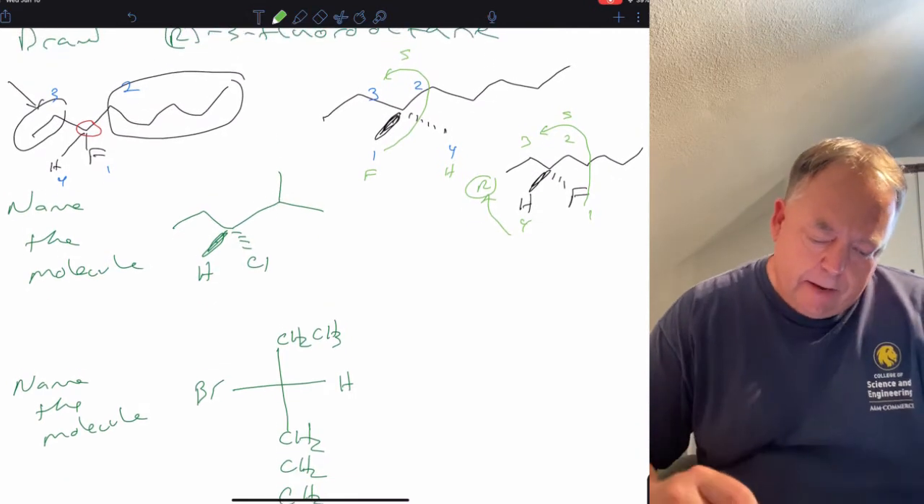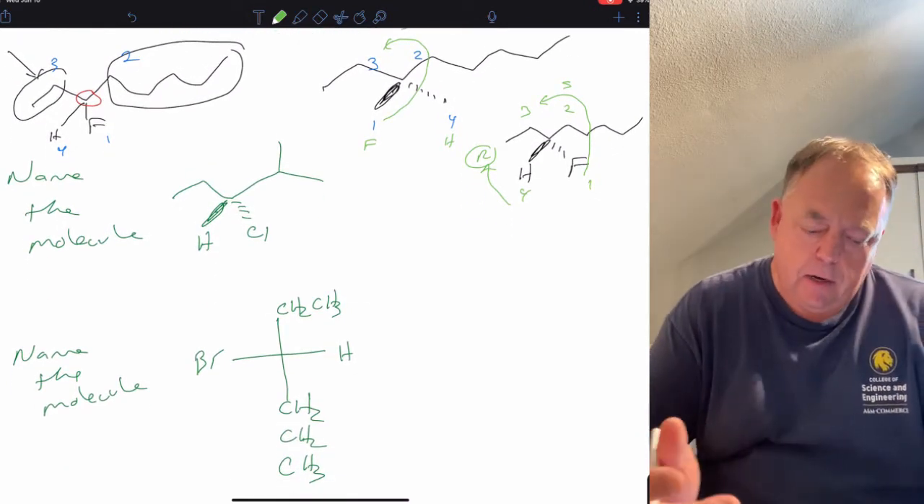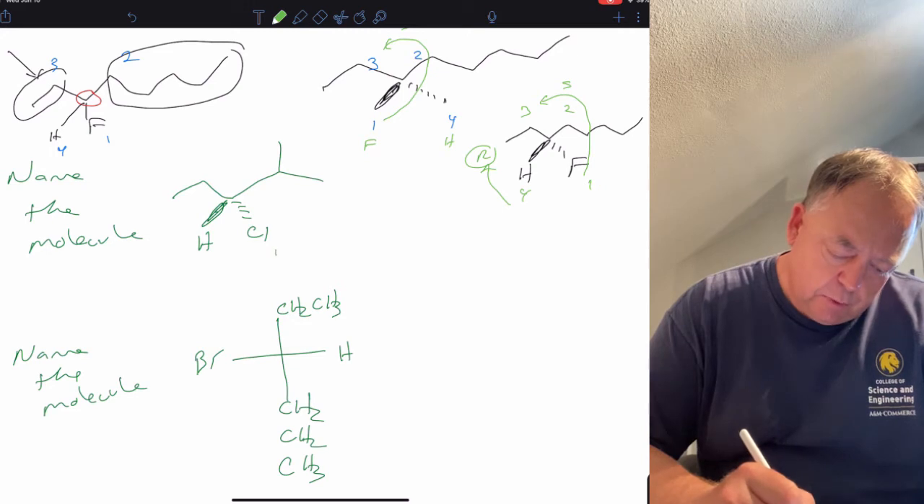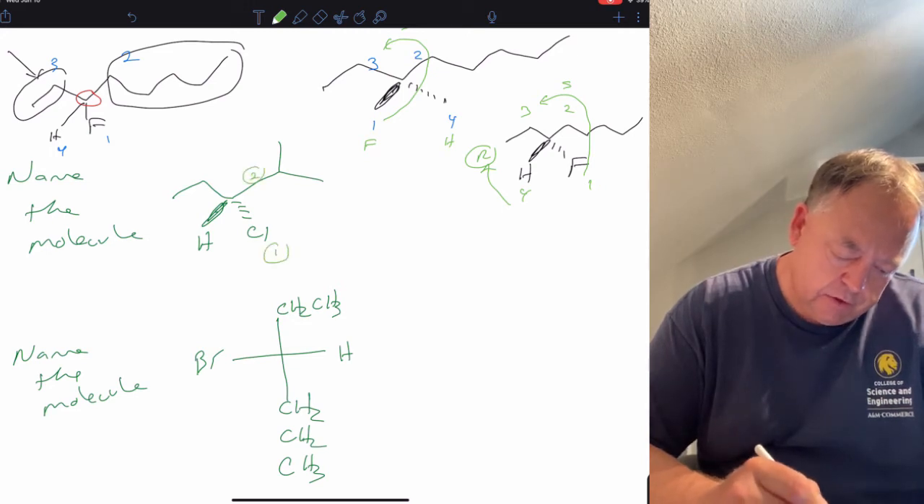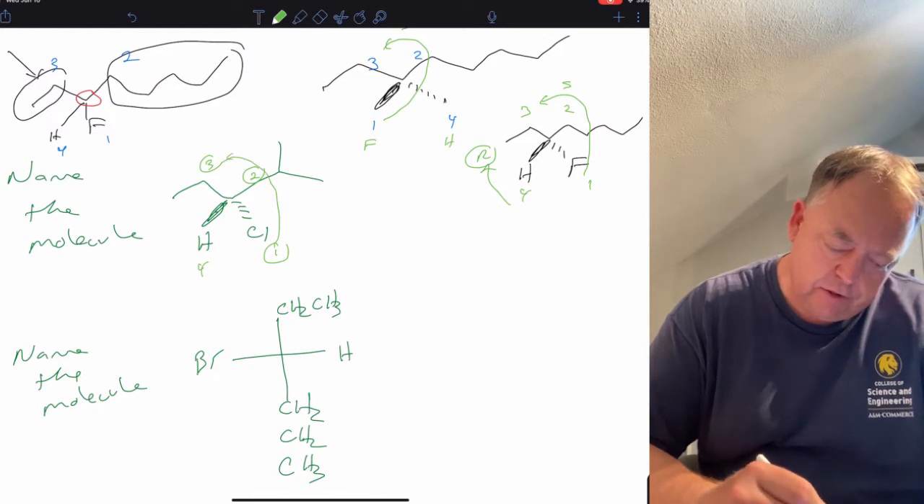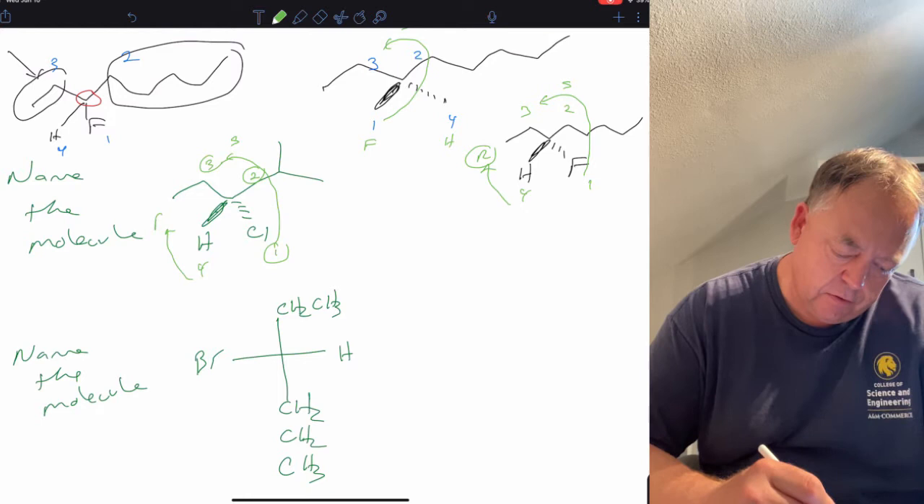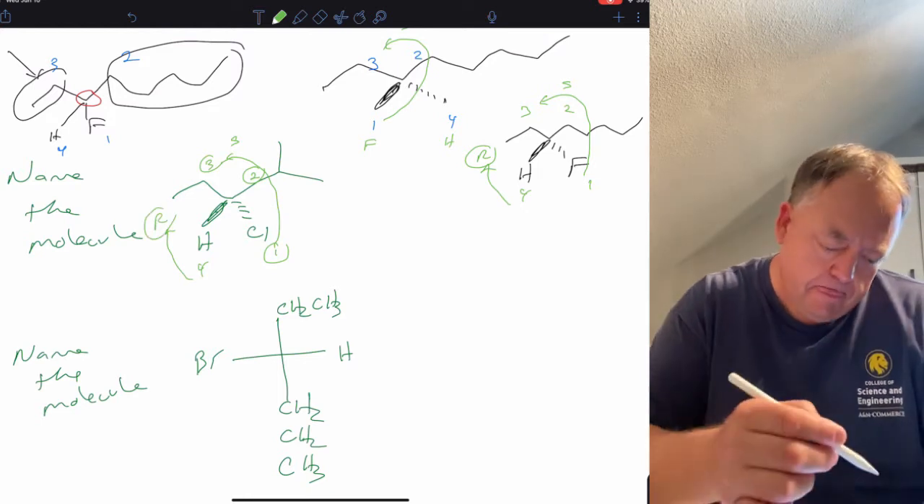Or you may have to go the opposite way. I give you the structure and you name the molecule. So chlorine's priority 1, this is going to be 2, 3, and 4. So 1 to 2 to 3 is counterclockwise, that would be S. 4 is in the solid wedge, so we've got to flip the arrow. So this would be R.